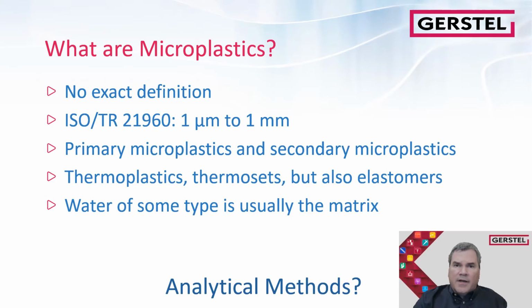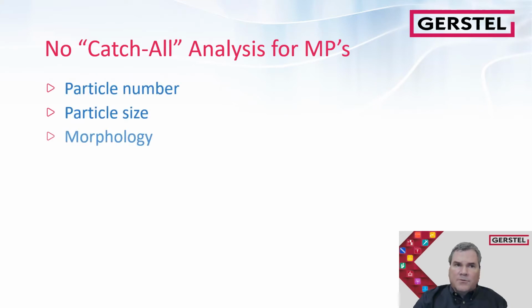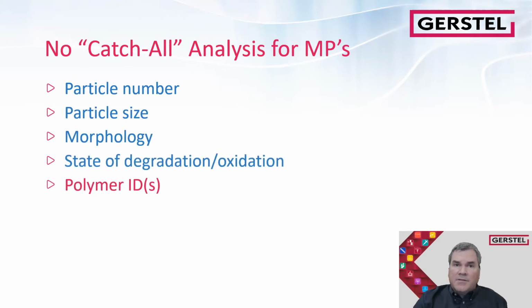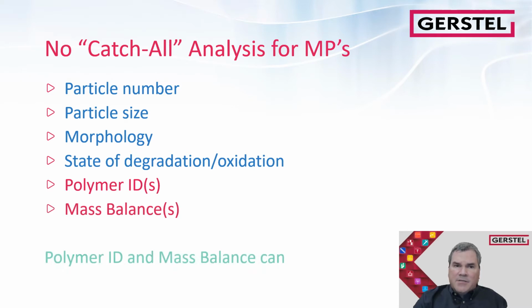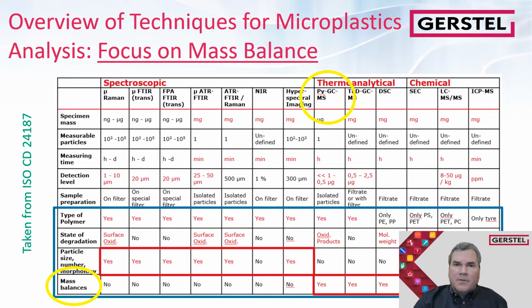So let's talk about what we're trying to find out. There is no catch-all analysis for microplastics. There's a number of things you want to know, like particle number and particle size, the morphology of the particles, the state of degradation or oxidation. But more importantly, we'd really like to get to the polymer IDs and the mass balances, because these are important. Mass balance and polymer ID can potentially identify the source of the microplastic.